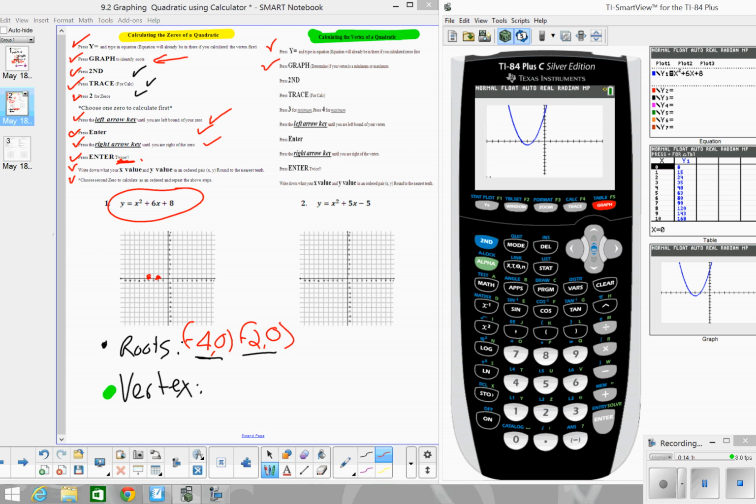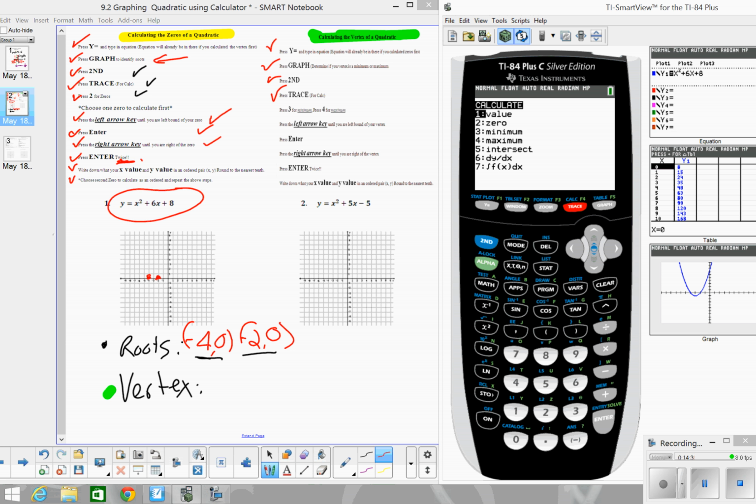I want to hit graph. Okay, it's the same problem. All right. Now I want to hit second, trace, which is right there. So we're back at the same menu. So those steps should be repetitive, and you should get used to doing that. Now, I don't want zeros, but I want the vertex.